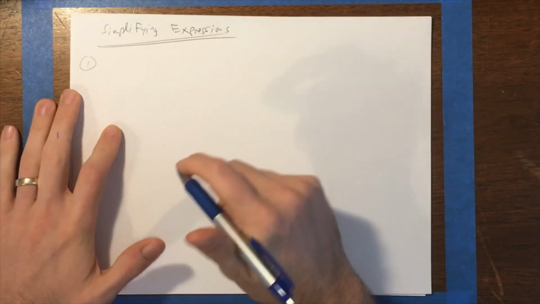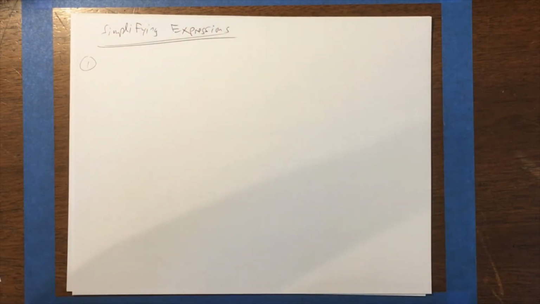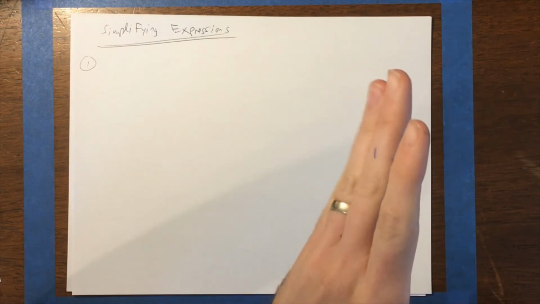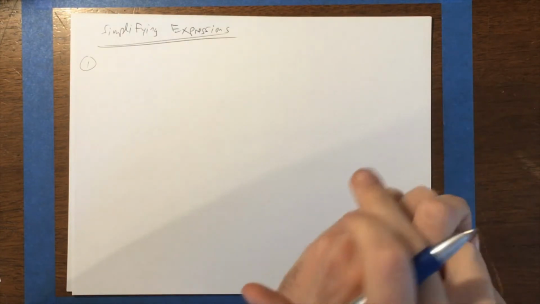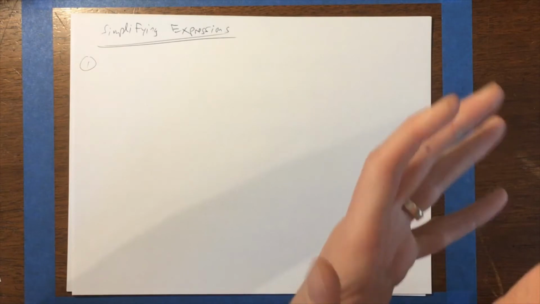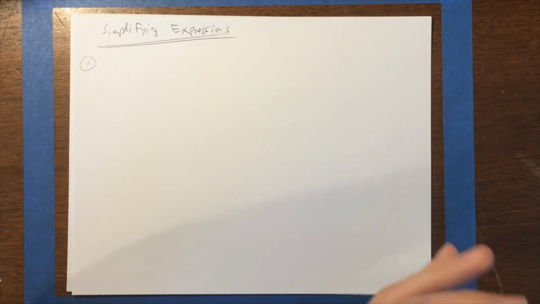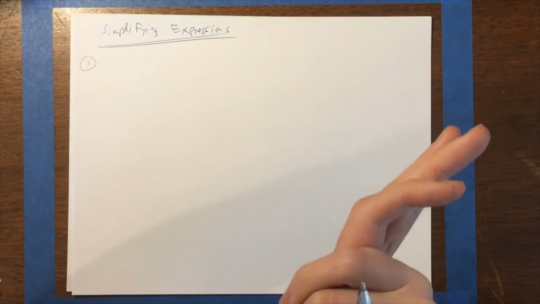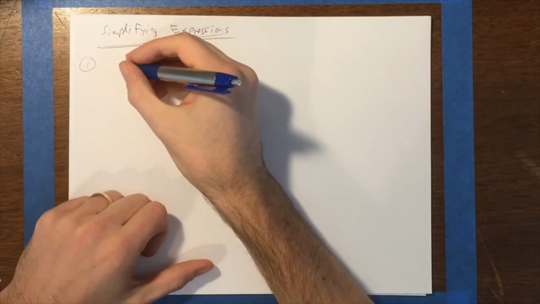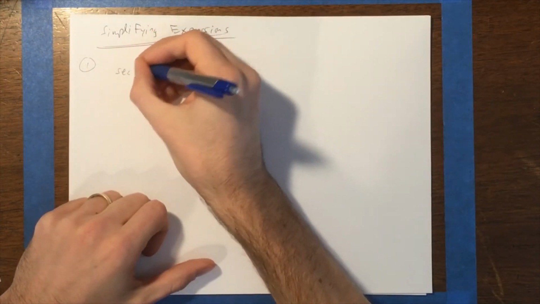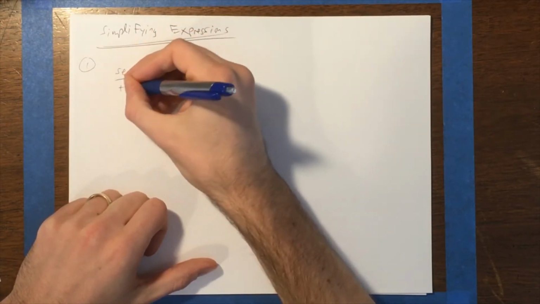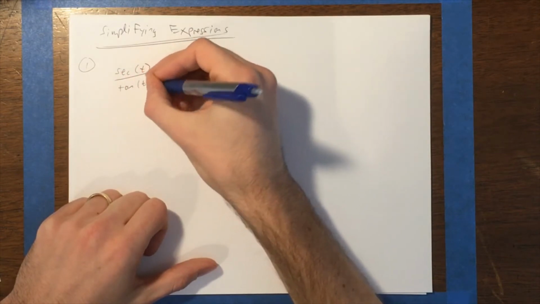So now that we've learned the other trig functions, secant, cosecant, cotangent, now let's look at how we can use the trigonometric identities that we've established so far, basically just the reciprocal identities and the quotient identities. We're going to see how we can use those to simplify expressions. So let's look at an expression involving some trig functions. Secant of t divided by tangent of t.